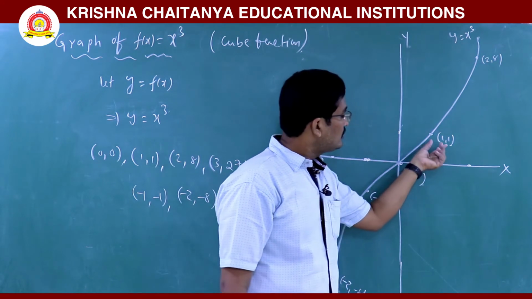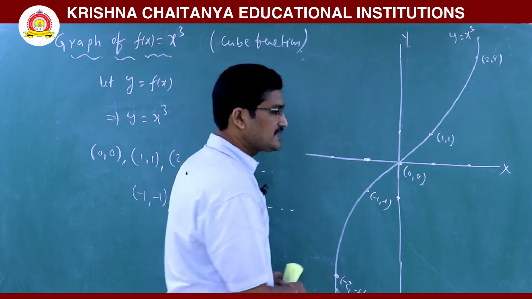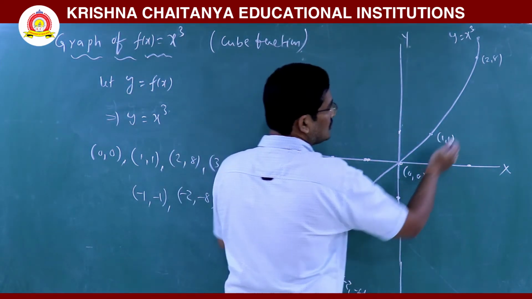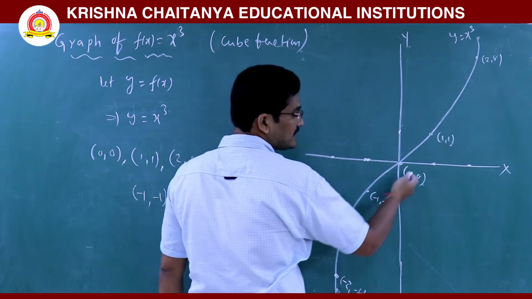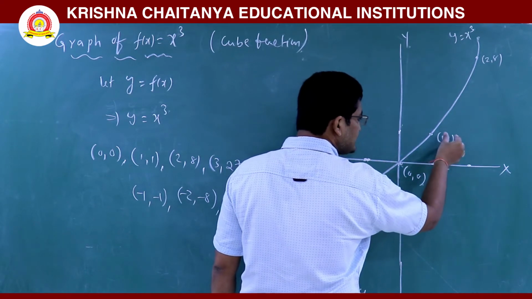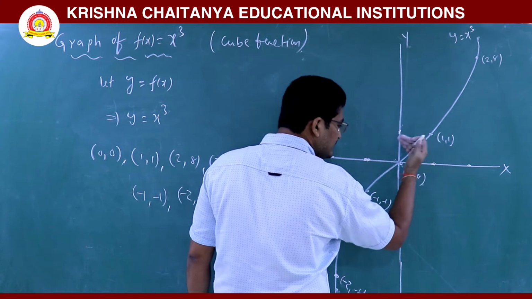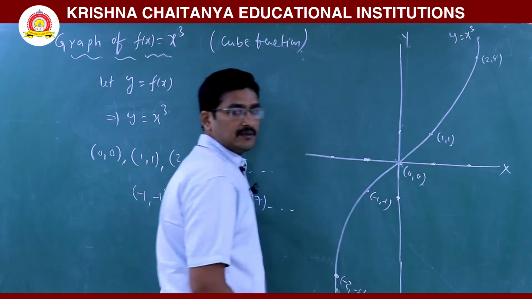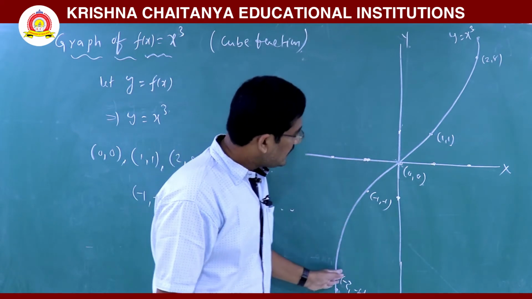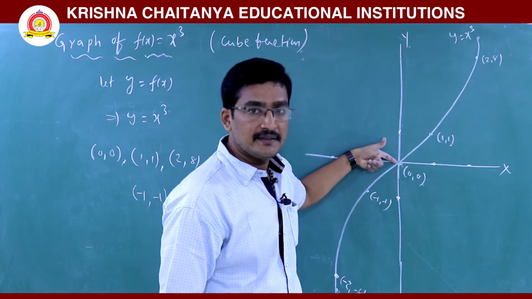This curve is symmetric about origin means it is passing through 1, 1, and also through minus 1, minus 1. If you take the midpoint of these two, you will get the origin. That is, it is a mirror. The image of 1, 1 with respect to this mirror, origin, is minus 1, minus 1. So every point on this part is a mirror image of the points in the other part.